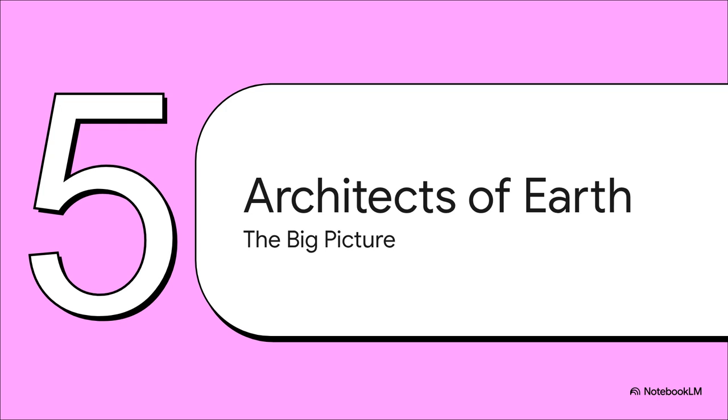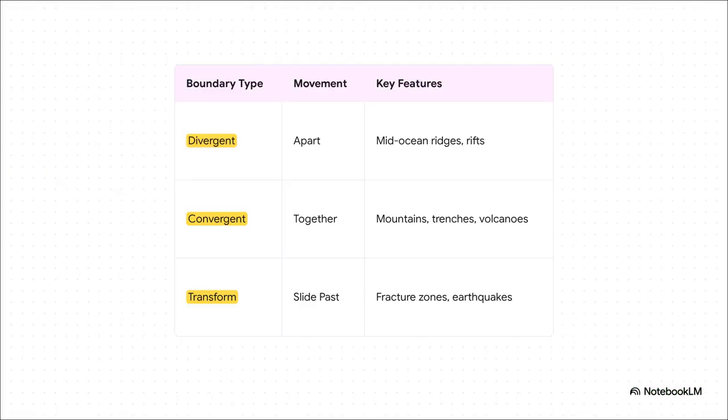Now let's pull back and put all these puzzle pieces together to really see the big picture. This right here is the ultimate cheat sheet. You've got divergent boundaries, where plates pull apart, creating new crust at ridges and rifts. You've got convergent boundaries, where they push together, causing subduction that forms mountains, volcanoes, and deep trenches. And finally, transform boundaries, where they slide past each other, causing those fracture zones and lots of earthquakes.